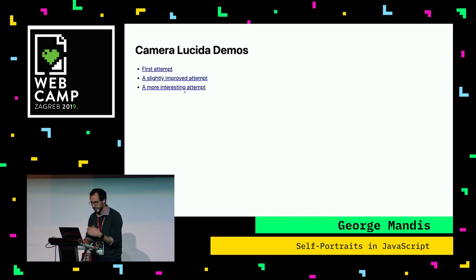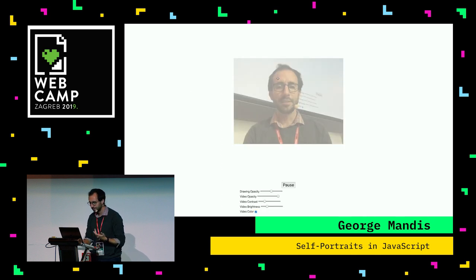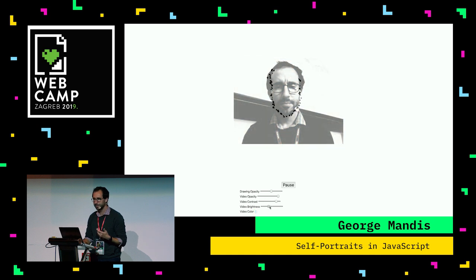And then I came up with a third attempt before I got bored with this. Basically, it was the same idea, but I made a slightly more interesting tool to draw. I had fun just playing with P5 and brushes and things like that. You get the idea. Maybe you can turn off the color if I want to see it in black and white, and increase the contrast, make it brighter, et cetera. You get the idea.